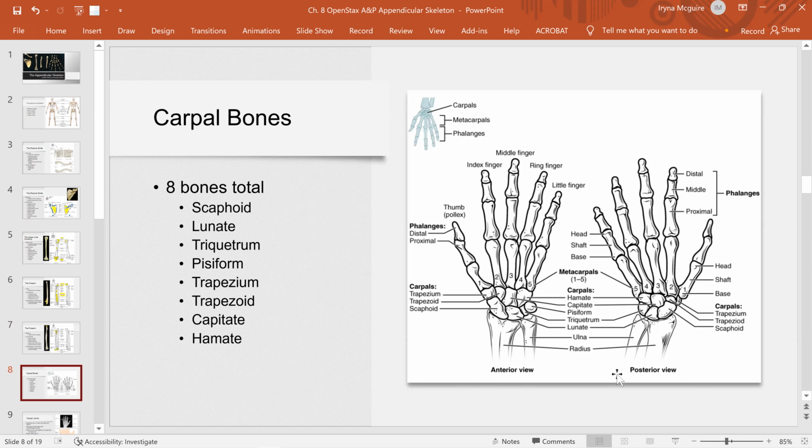If you look at the anterior view and posterior view, we're gonna actually start with the posterior view over here. And the first bone is where your pollex is, and pollex is lateral, right? So the most lateral bone, if you're looking at the posterior view, is scaphoid. Then we have lunate. Then we have triquetrum, and we have a pisiform.